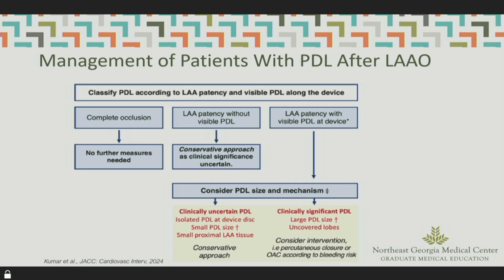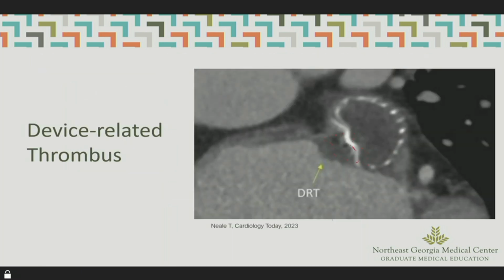And for those, like we talked about on the previous slide, where there's no evidence of any type of peri-device leak, but the Hounsfield units or the region of interest in the left atrial appendage is over 100, which means they're still getting flow somewhere, either through the fabric or around the device, that we can't see, it's probably clinically insignificant, and so a conservative approach is appropriate. So that's device leaks if we don't seal it.